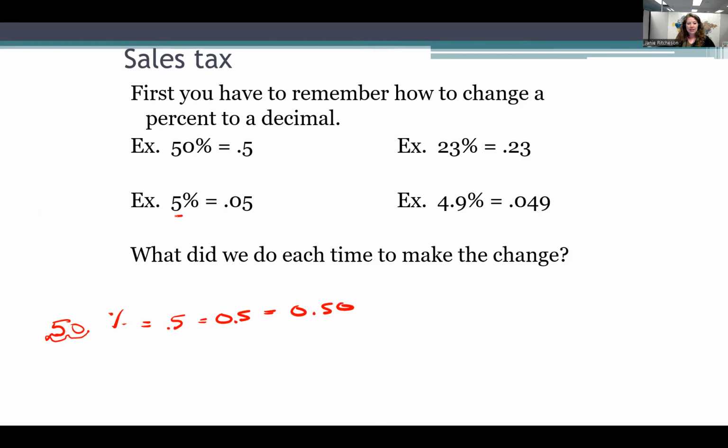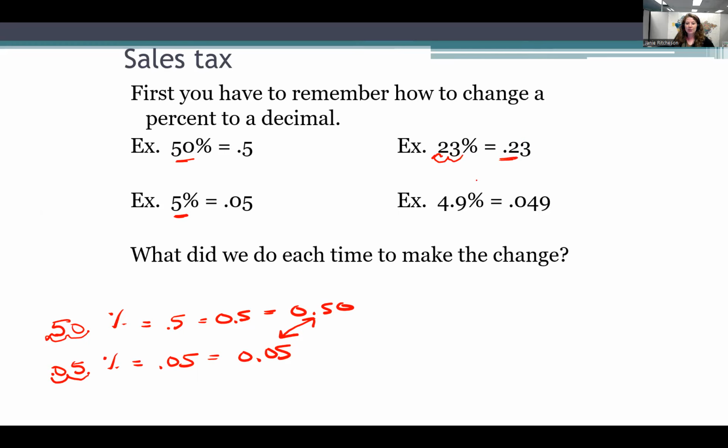Now 5% is much smaller than 50%. So think about 5%, our decimal sitting there. We're going to move our decimal 2 places to the left. So that's going to be 0.05. So these are not the same number. 50% and 5% are not the same number. Okay. All right. So anytime you have a percent, to change it to a decimal, you move that decimal left 2 places, 1, 2, and we get 0.23.